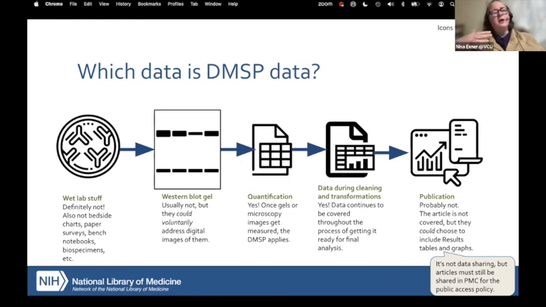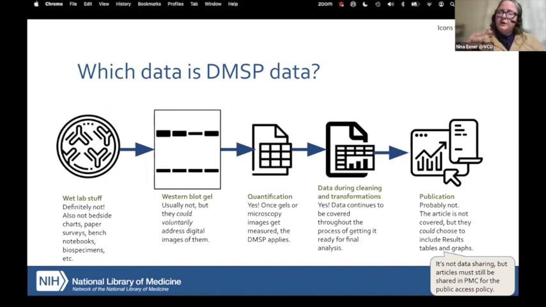So here are some possibilities. If we're doing a basic science, small data sort of study, and we start with something at a wet bench, so antibodies, cells, things like that, those are definitely not DMSP data. They're not part of the policy. Even regardless of their importance for validation, anything like paper surveys, bench notebooks, biological specimens, if you can't shove it in a computer, it's not part of the data sharing plan.